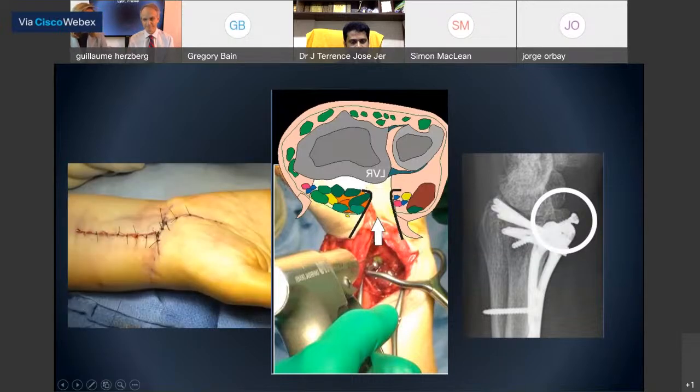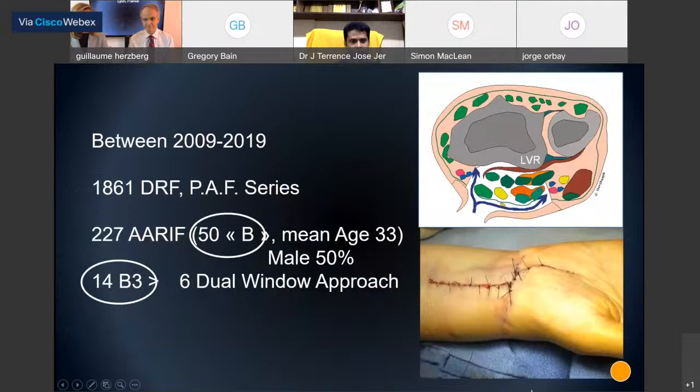And look at the aspect of the wrist at the end. You don't have so much edema, and the wrist looks fine. In our experience, 10 years of follow-up in the unit, you can see that we reported 50 type B fractures.